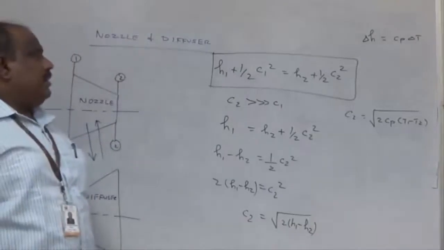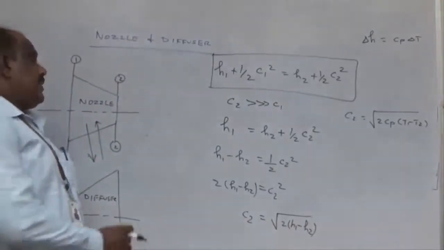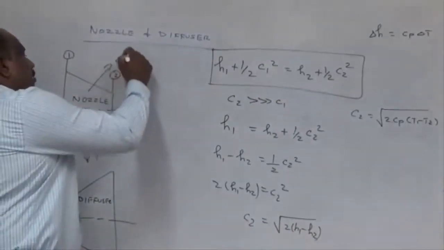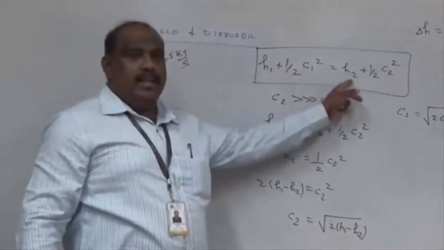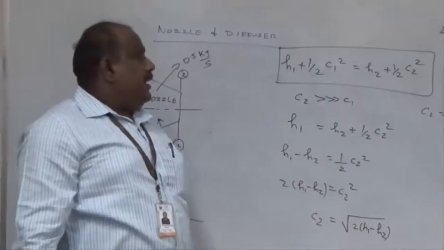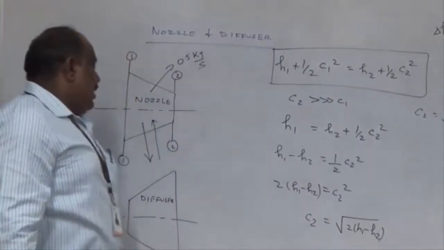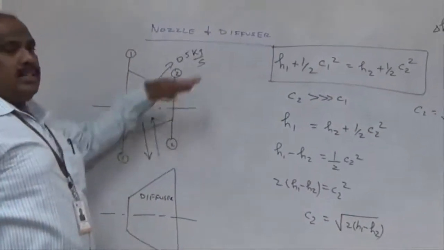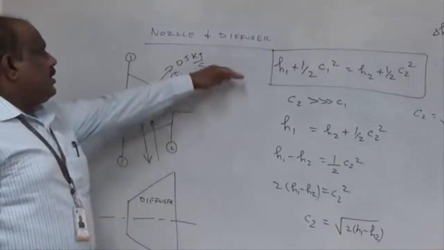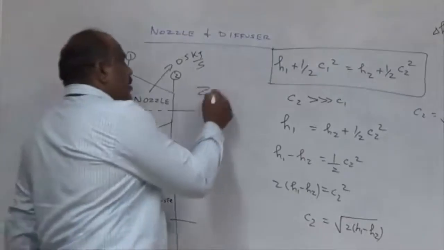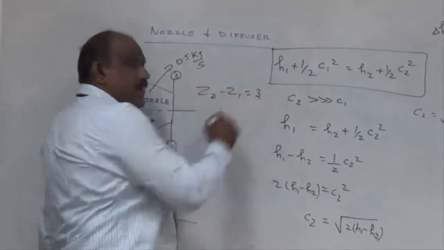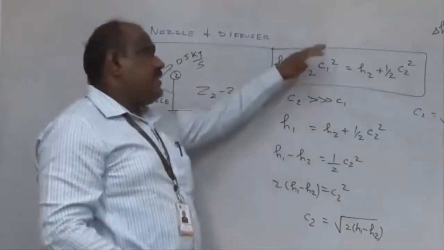In your examination, they may give that there is a heat loss of 0.5 kilojoules per second. Then I can't make Q equal to 0; there you have to put the value of Q. In some problems, they will tell the nozzle is not horizontal, the nozzle is inclined such that Z2 is 3 meter above Z1. Then I have to put Z2 minus Z1 equal to 3. I can't neglect it. So what we derive is for the general case.